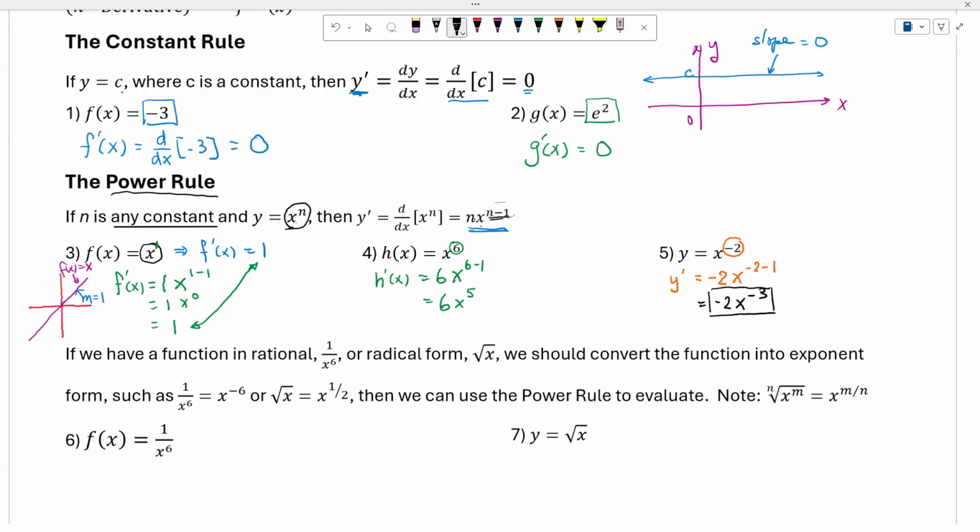Now, of course, if you remember, we could rewrite this. If I want my answer to have a positive power, then x to the -3 basically means that it is 1 over x to the power of 3, right? So we could write this answer right here as -2 over x to the power of 3.